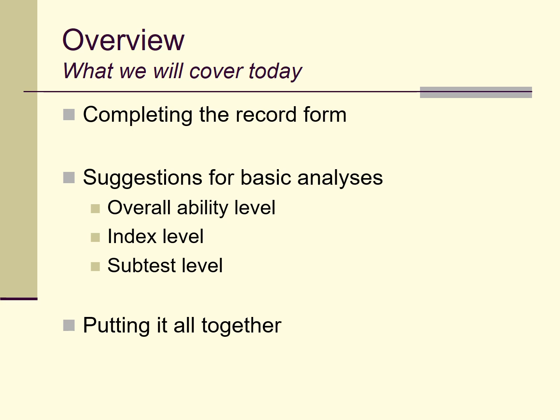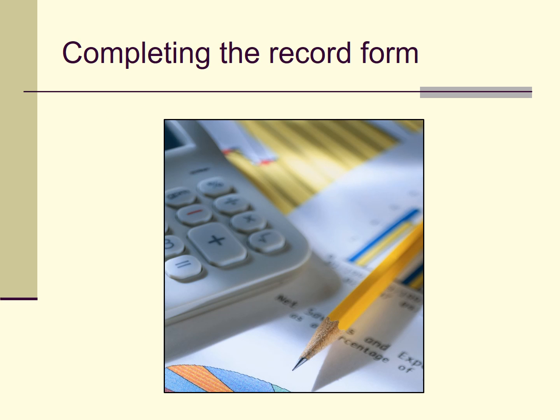And once again, to be clear, this is the approach to test interpretation that is advocated in the book that is published with the RBANS, and you can find material online if you just go to Psycor's website and search for the RBANS. They have a little bit of supplemental material there you can look at. Okay, let's get going. First off, completing the record form.